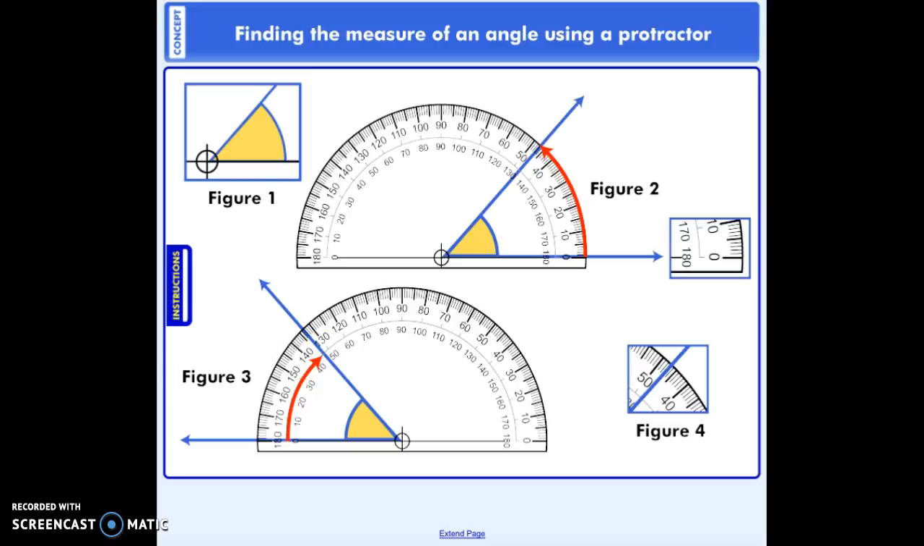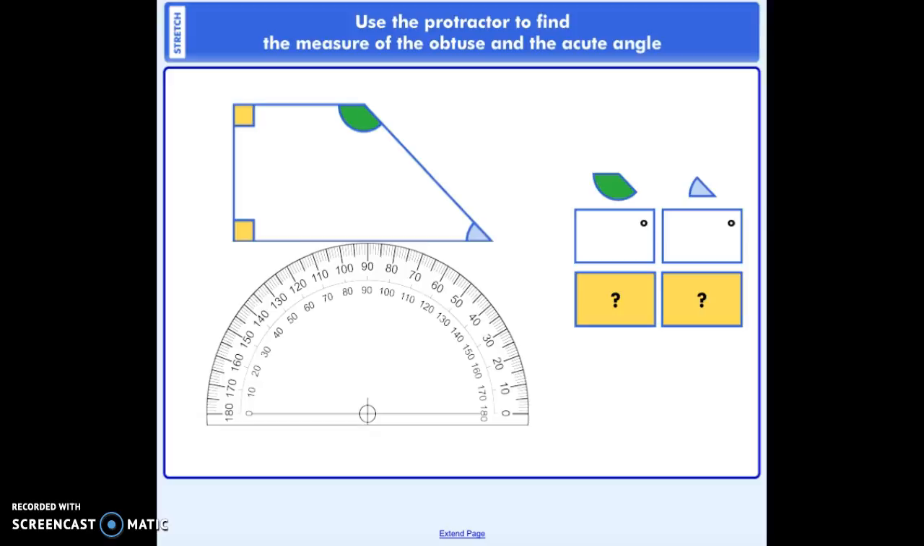Let's practice on a real figure. On this one, I'm going to take my protractor and try to measure this green angle first. Looking at it, I can tell right off the bat that it's an obtuse angle, because if I was going to draw my right angle, it would be straight down from here with a straight line. This would be my right angle. It's bigger than that, so I know that it's an obtuse angle.